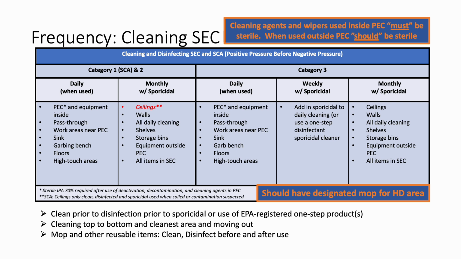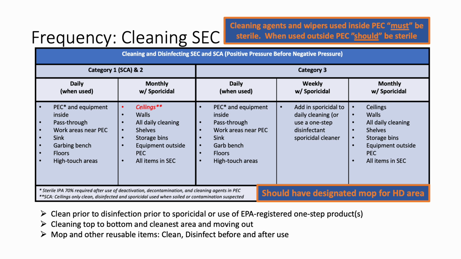Just a side note, for a segregated compounding area, ceilings don't have to be cleaned and disinfected unless they're noticed to be soiled. Now for category 3 compounding, things are a bit more frequent. Daily cleaning is going to occur just as described on days when used, and it's going to include the PEC, as well as pass-throughs, work areas near the PEC, sink, garbing bench, floors, and high-touched areas.